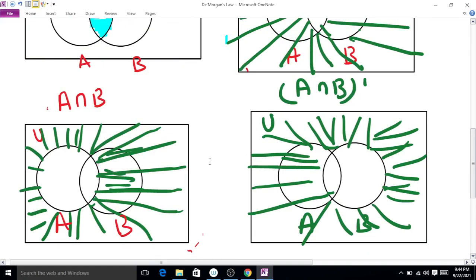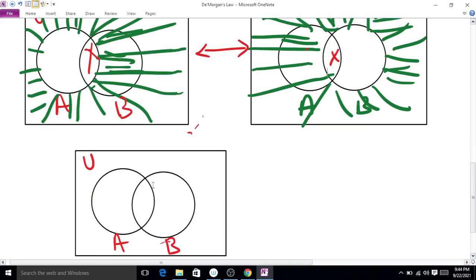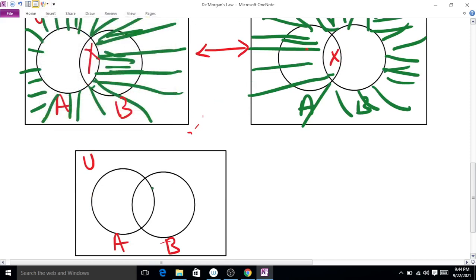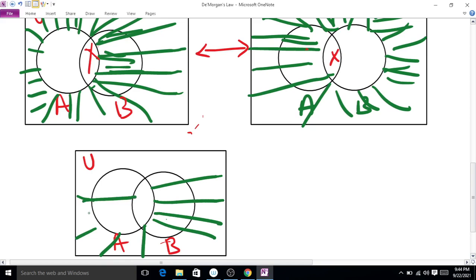Now from these two Venn diagrams, you can verify that A complement union B complement does not contain only this part, the A intersection B part. So this is A complement union B complement.